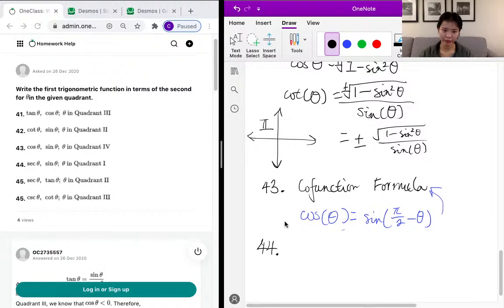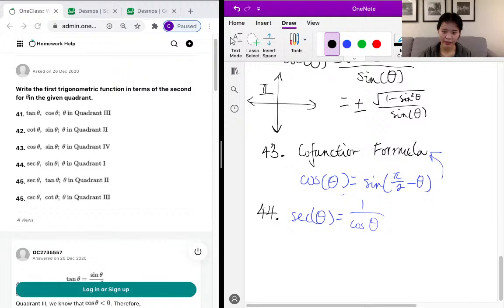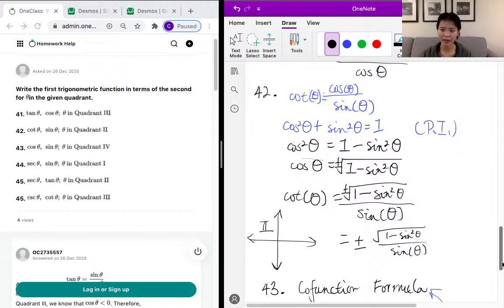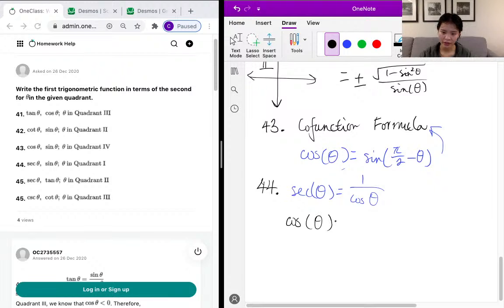Now let's look at our problem 44. In this case, we're writing secant of theta in terms of sine of theta. First, we know that our secant of theta is equal to 1 over the cos of theta. So we're trying to write our cos of theta in terms of our sine of theta. I think we already did this before, so we know that our cos of theta is equal to plus or minus the square root of 1 minus sine squared theta.